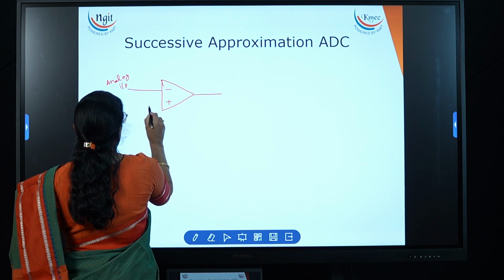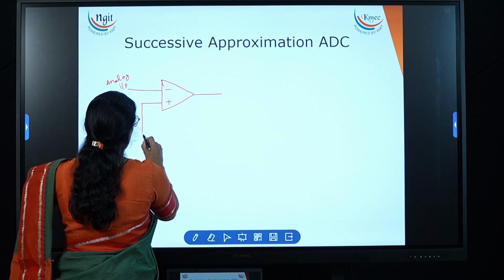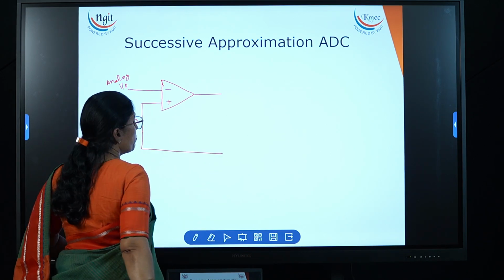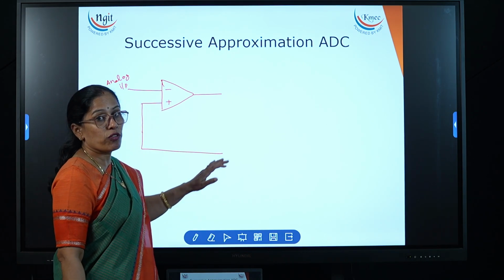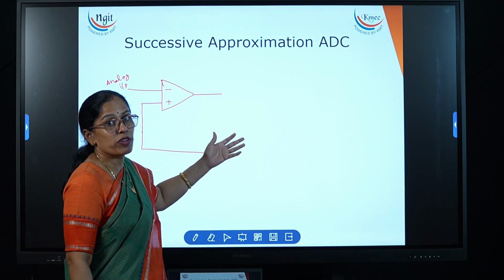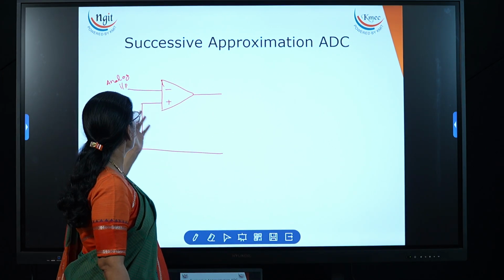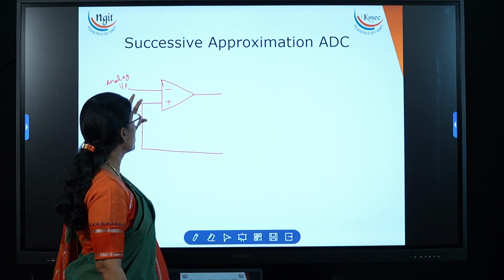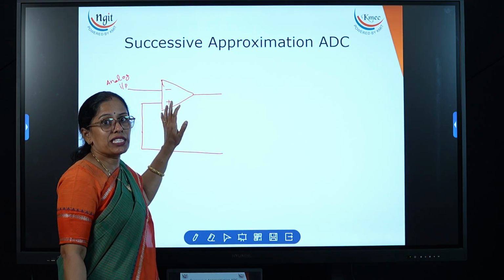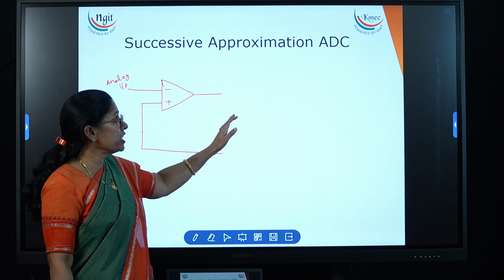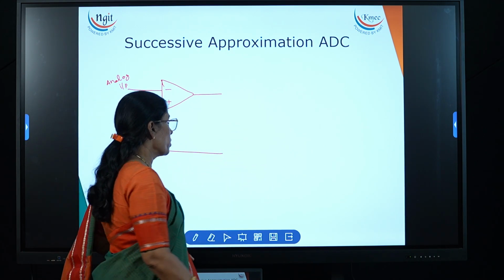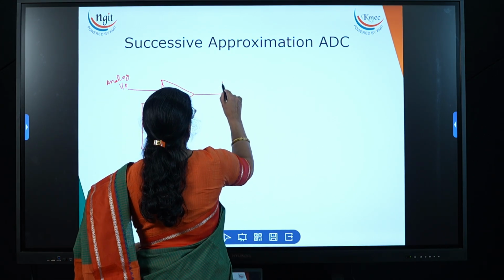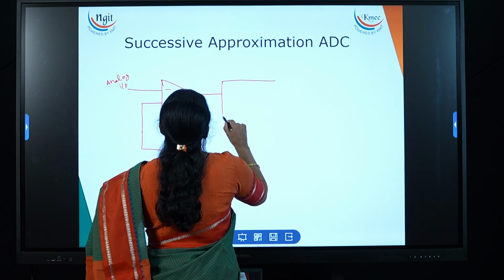input. Now this analog input is compared with the n number of digital outputs that we are taking here. So that will be converted into the analog signal, and these two signals are compared. So when both the signals are matched, then it will display those digital signals at the output. So for that we are using the successive approximation register.